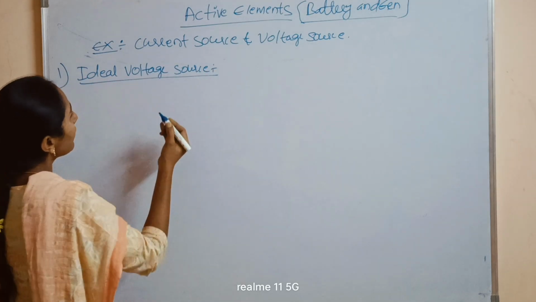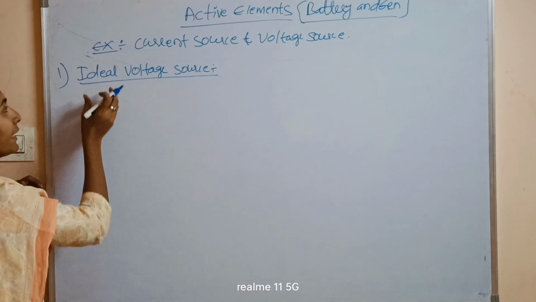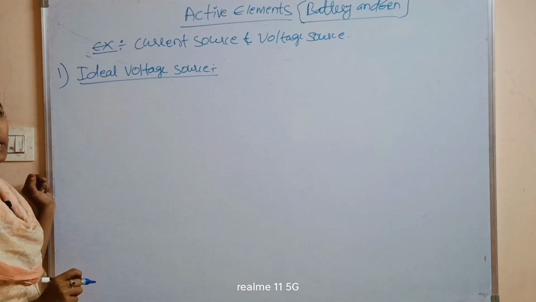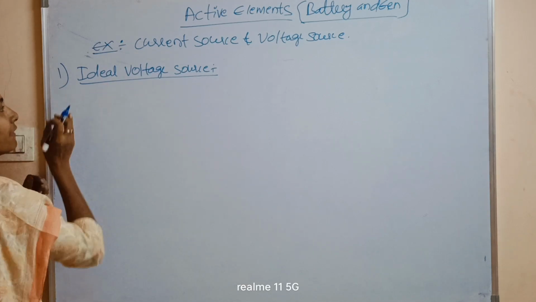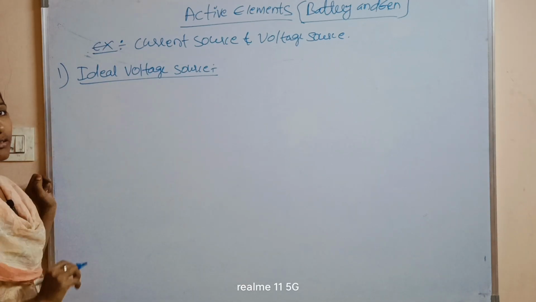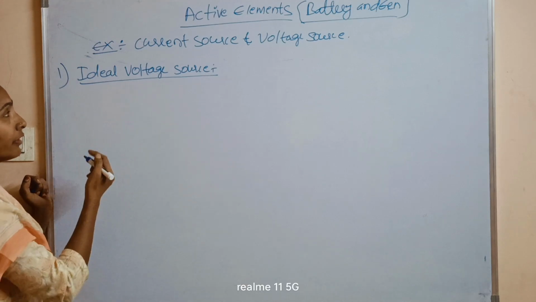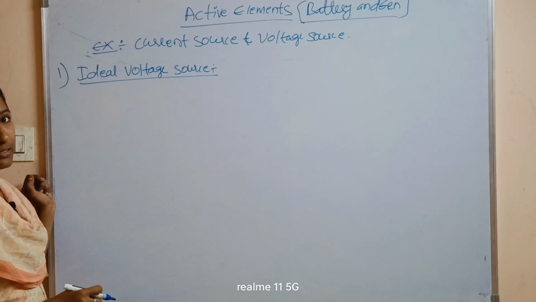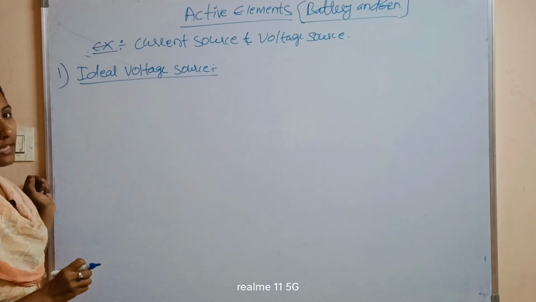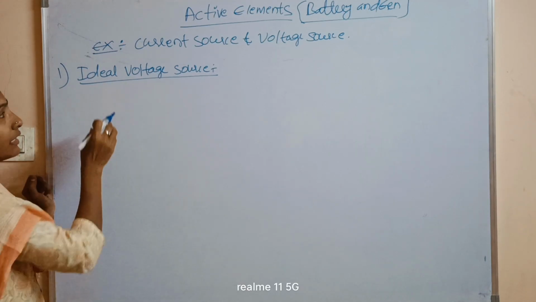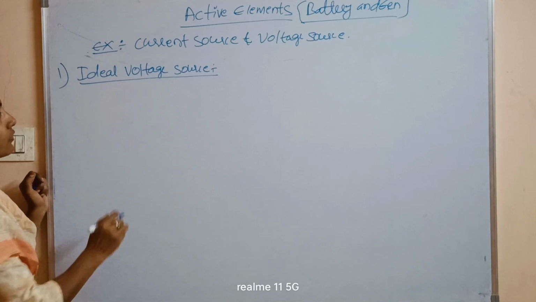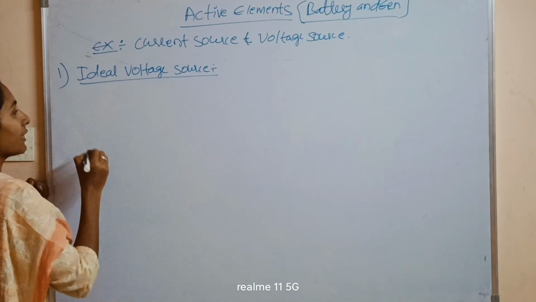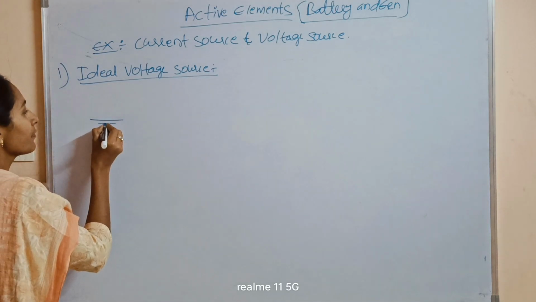Ideal means it gives 100% efficiency and zero losses. Then only it gives the maximum efficiency, 100% efficient. That's why the term is called ideal. There are no losses present in the ideal case. So for this ideal voltage source, I am considering this as the voltage source.